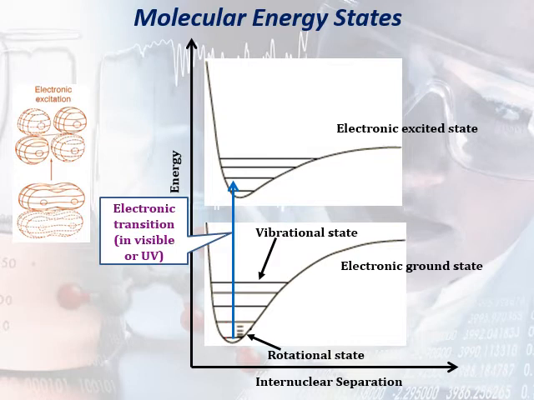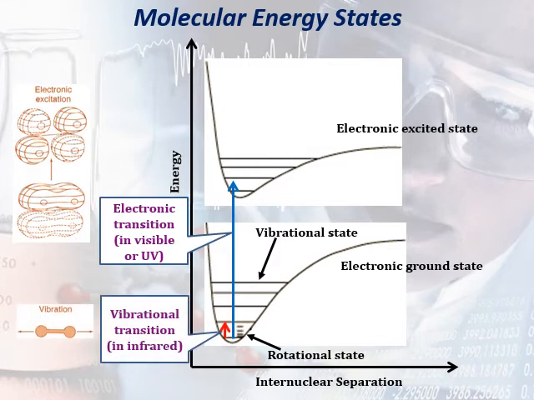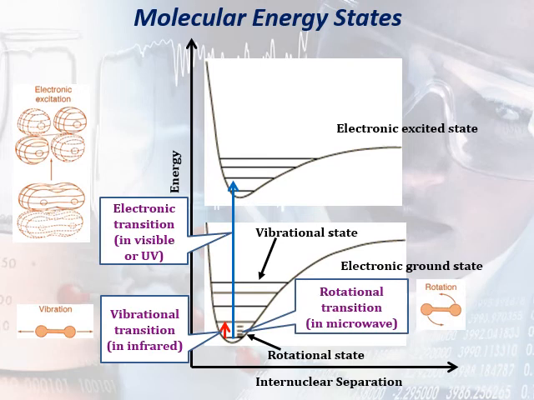If the incident energy lies in the infrared region, which is not sufficient for electronic transition, the molecule undergoes vibrational transitions between the vibrational quantum states. If the incident energy lies in the far infrared or microwave region, the molecule undergoes rotational transitions between the rotational quantum states.